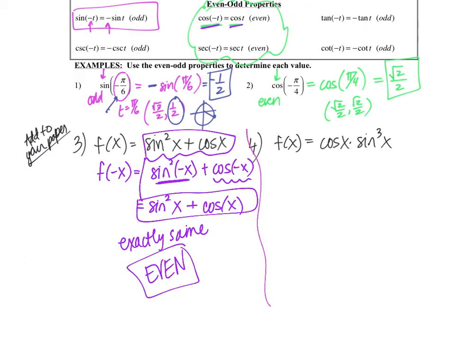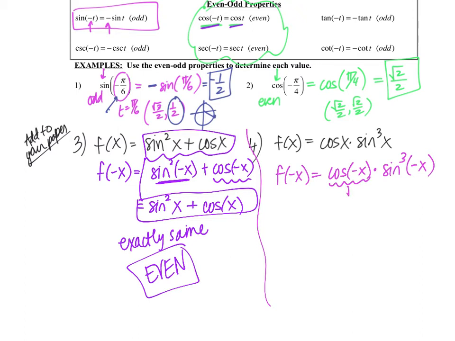All right, let's check number 4. So f of x equals cosine of x times sine cubed of x. So now I'm going to say f of negative x, and I'm going to replace. So that's the cosine of negative x times the sine cubed of negative x.